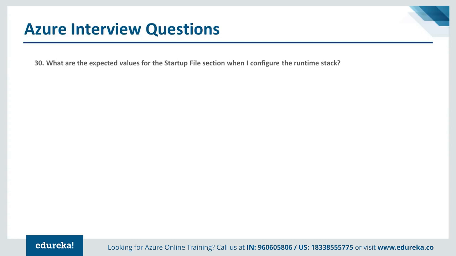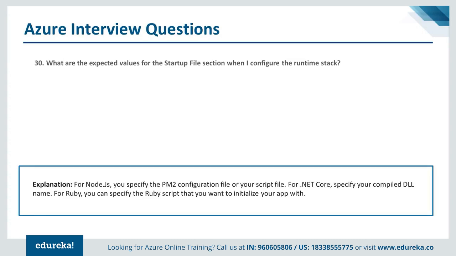Now, talking about a few other things, what are the expected values for the startup file section when I configure the runtime stack? Now, for Node.js, you specify the PM2 configuration file or your script file. For .NET Core, specify your compiled DLL name. For Ruby, you can specify the Ruby script that you want to initialize with your app.